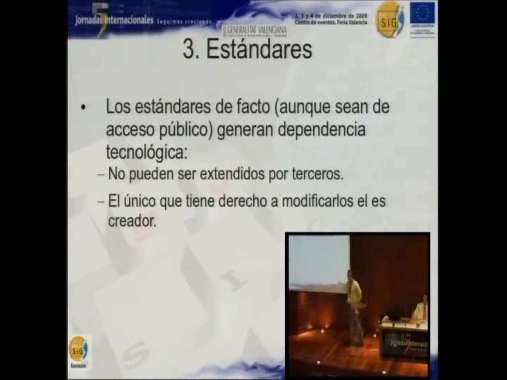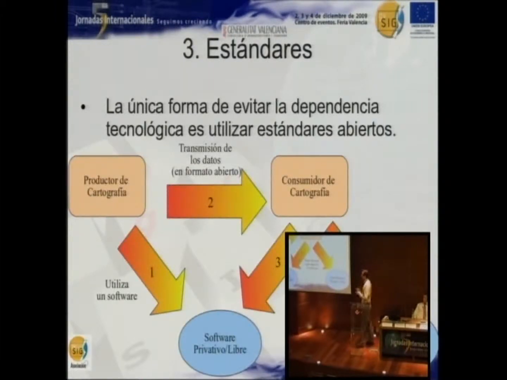Then you have de facto standards. Apparently they are good, but in actual fact, they do not prevent us from becoming technologically dependent. These standards are standards simply because a lot of people use them, but the patent remains with the creator of the software. The only party that could change the standard is its creator, and so you keep on being dependent on the creator of the standard. So the only way to go ahead is to use open standards.